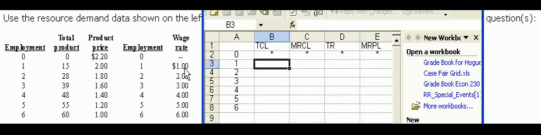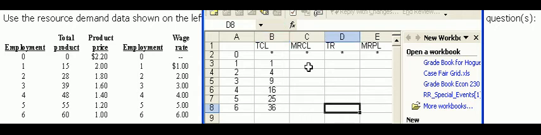Now for the first worker, the total cost for labor is just going to be $1 times 1. So let's enter that figure, $1. Then 2 times 2, so that's 4. And then 3 times 3 is 9. 4 times 4 is 16. And then we have 5 times 5, 25. 6 times 6, 36.